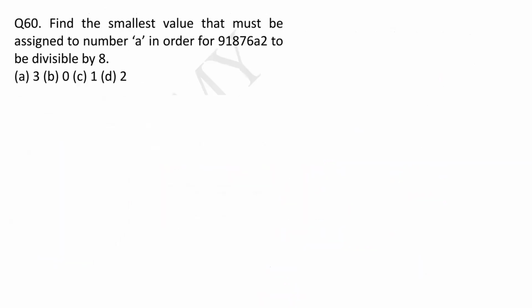Find the smallest value that must be assigned to A in order for the number to be divisible by 8. See, 600 is divisible by 8. The only thing is A2 should be divisible by 8. We know 02 is not, 12 is not, 22 is not, 32 is yes, because 600 is anyway divisible. So you write it as 600 plus A2. So A2 should be divisible, which means A should be 3.